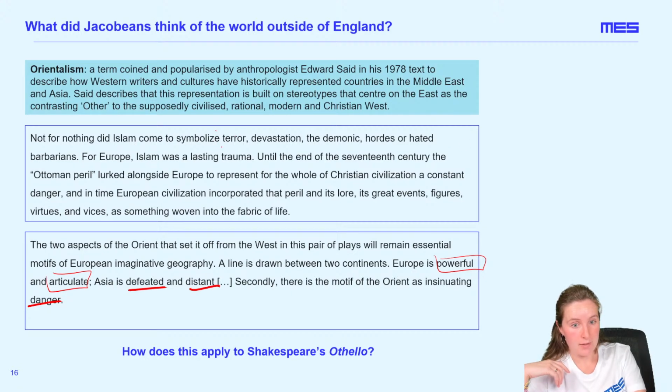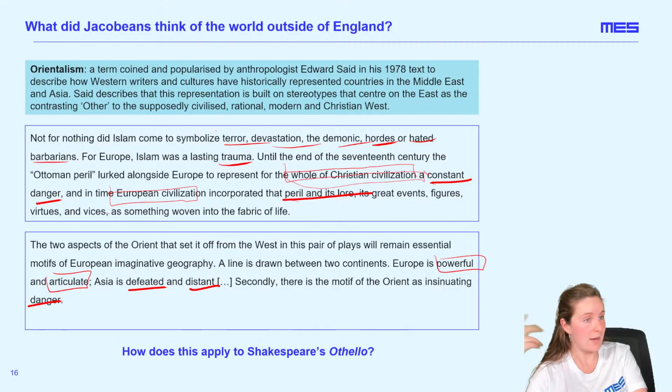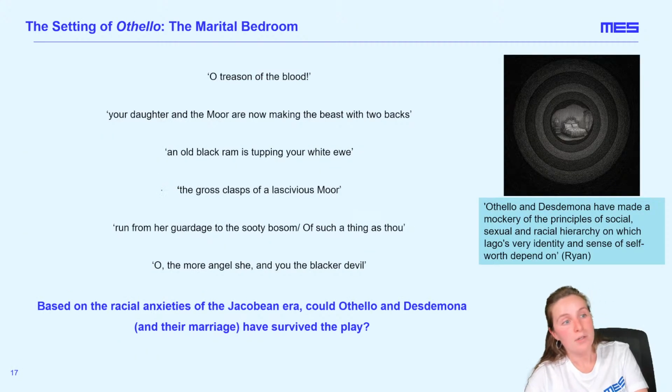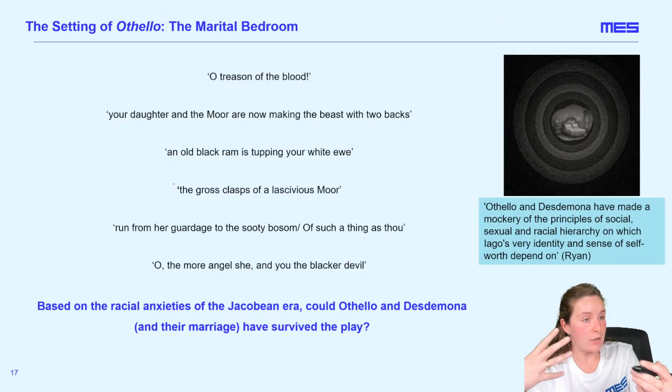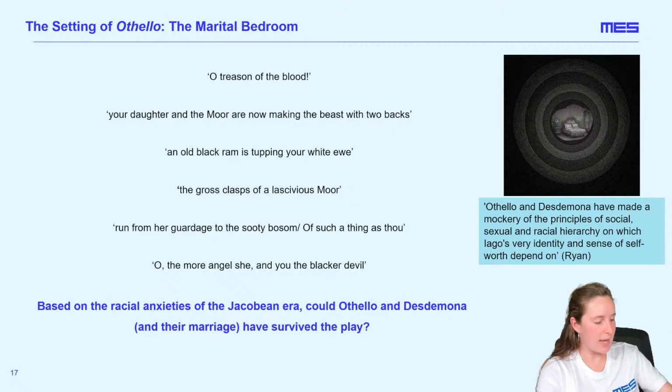Same here with terror, devastation, demonic, hordes, hated barbarians, trauma. The whole of Christian civilization versus danger, constant danger. Its peril and its law versus this European civilization. How does this apply to Othello? This applies because Othello then embodies all of these Orientalist views, and the rest of Venice defines themselves by what they are not. So Iago, Cassio, Rodrigo, Brabantio define and negotiate their masculinity and their identities against Othello's. Interestingly as well, as the play goes on, there's this anxiety about the marital bedroom. There's this anxiety about what is going to happen if they actually have sex.